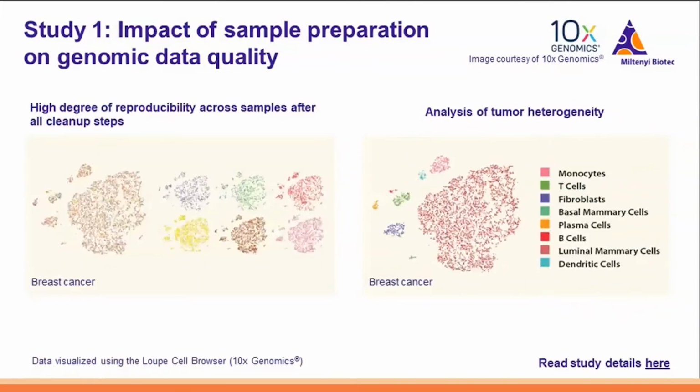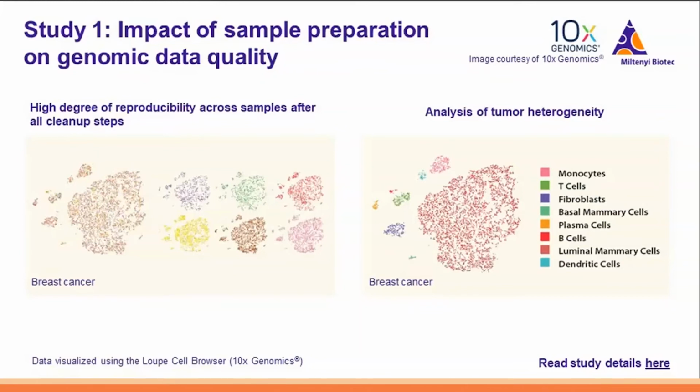In addition to checking cell recovery, we also analyzed the reproducibility of the method via visual inspection. Here, we show the example of the breast tumors. You see in different colors the different replicates, biological and technical replicates, that we analyzed. And you can appreciate that there was a high degree of reproducibility across the samples after all the cleanup steps.